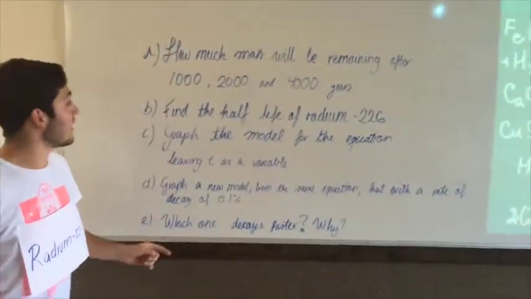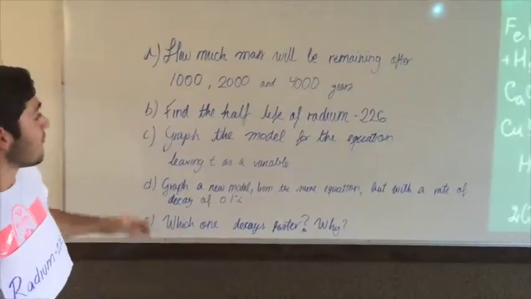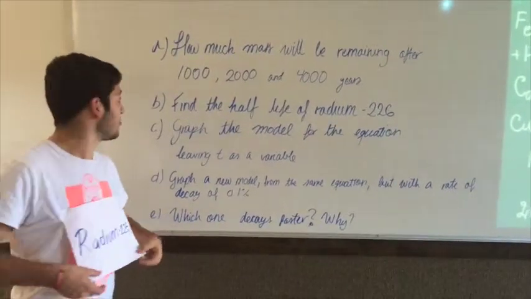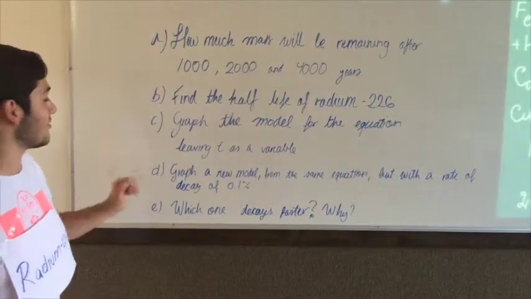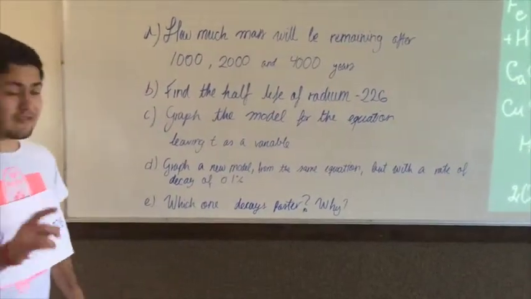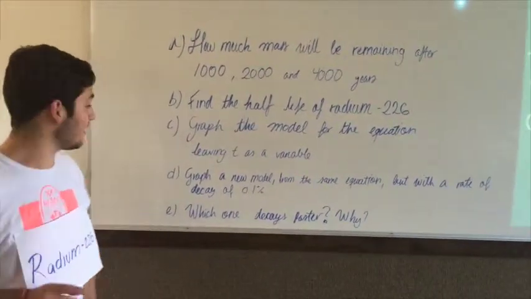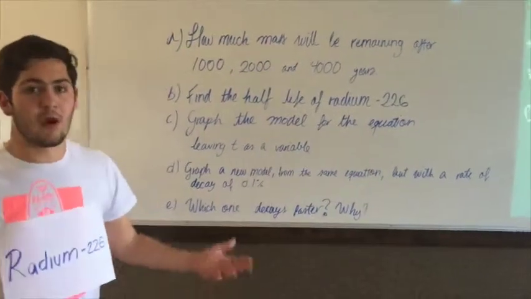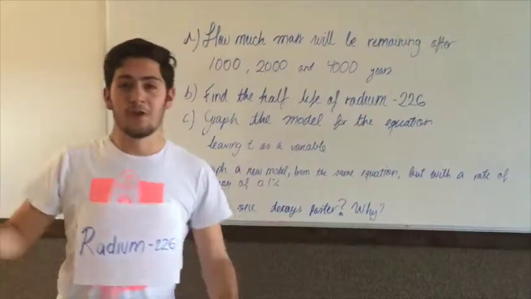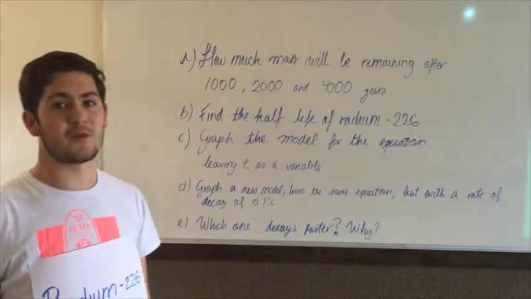What we're going to find is the following. A. How much mass will be remaining after 1,000, 2,000 and 4,000 years? B. Find the half-life of radium-226. C. Graph a model for the equation, leaving t as a variable. D. Graph a new model from the same equation with a rate of decay of 0.1%. And E. Which one of both graphs decays faster and why? So we're hoping, with the aid of Mr. Professor Danielium 69, we can find all the answers we need.